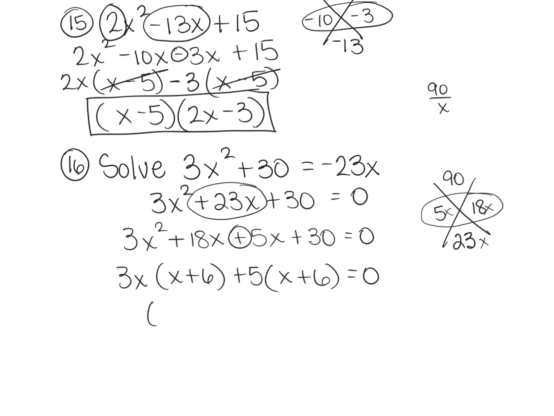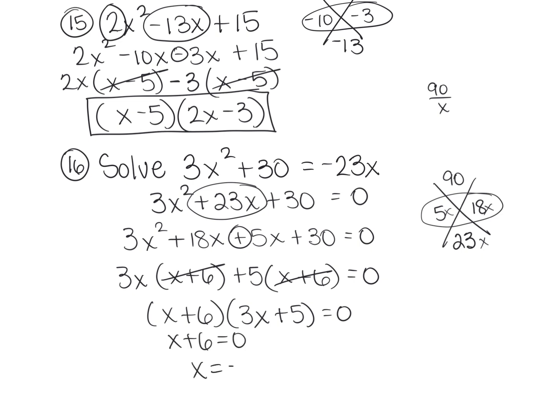So again, I'm looking for twins. I have x plus 6. If I factor that out of this term, I have 3x left. If I factor it out of this term, I have plus 5, and those are still equal to 0. So I set x plus 6 equal to 0, and I subtract, so I get x is equal to negative 6. And then I set 3x plus 5 equal to 0. And to solve this, we have 3x is equal to negative 5. So then lastly, we have that x is equal to negative 5/3. And those would be my two solutions.